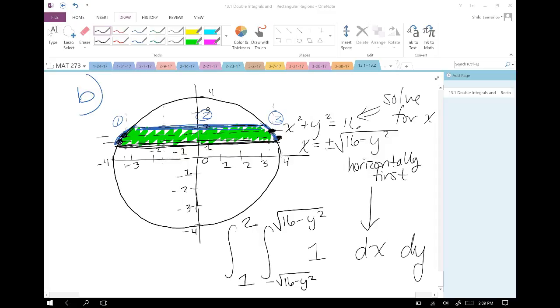So this one works out much nicer if we go horizontally first instead of having to break it up into 3 pieces. And we'll actually have a better way to do circles in section 5 or section 6 when we learn about polar coordinates and cylindrical coordinates.